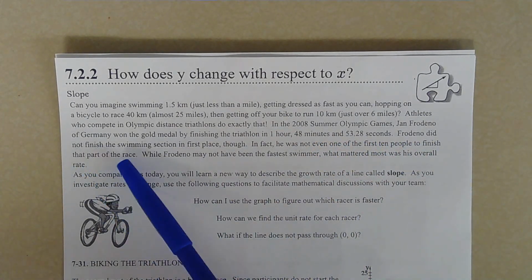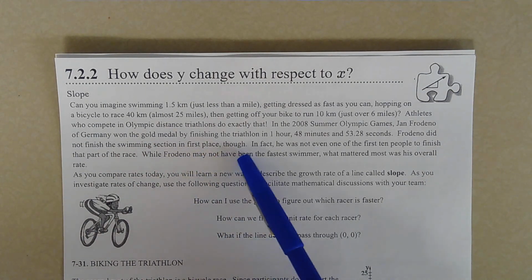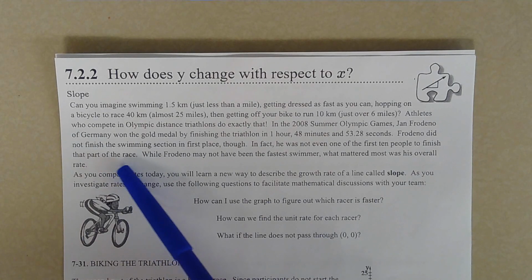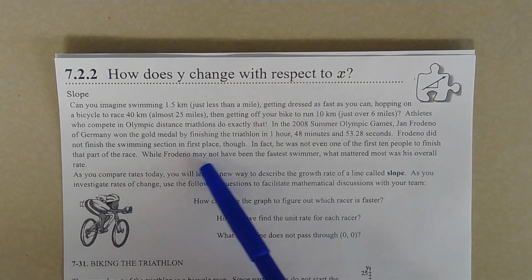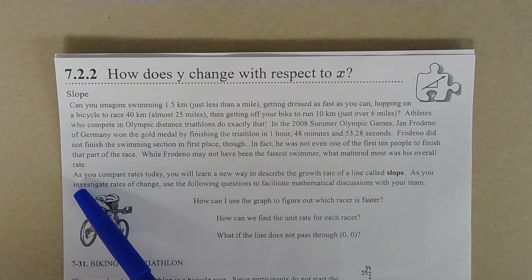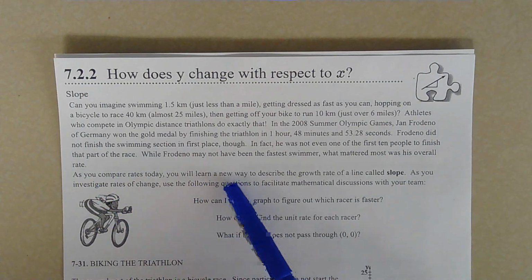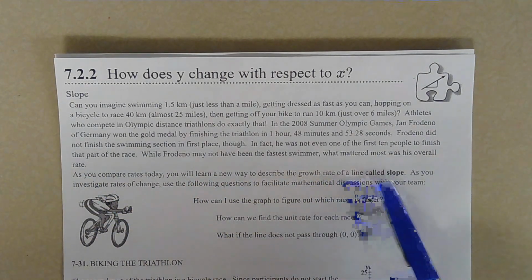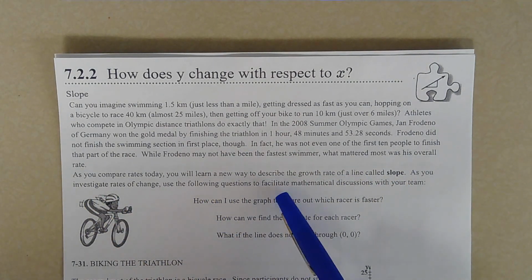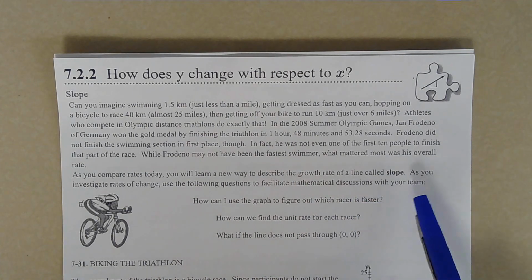Frodeno did not finish the swimming section in first place, though. In fact, he was not even one of the first 10 people to finish that part of the race. While Frodeno may not have been the fastest swimmer, what mattered most was his overall rate. As you compare rates today, you will learn a new way to describe the growth rate of a line called slope. As you investigate rates of change, use the following questions to facilitate mathematical discussions with your team.